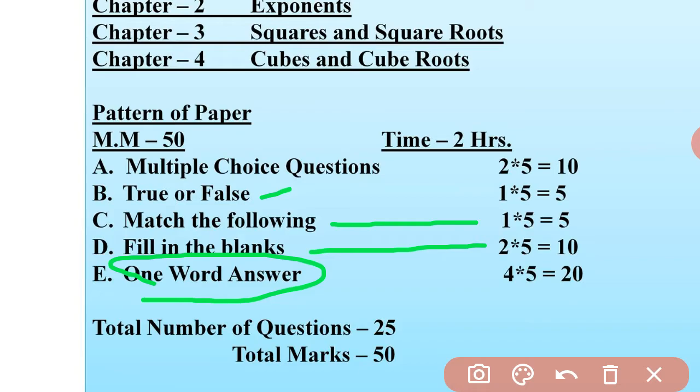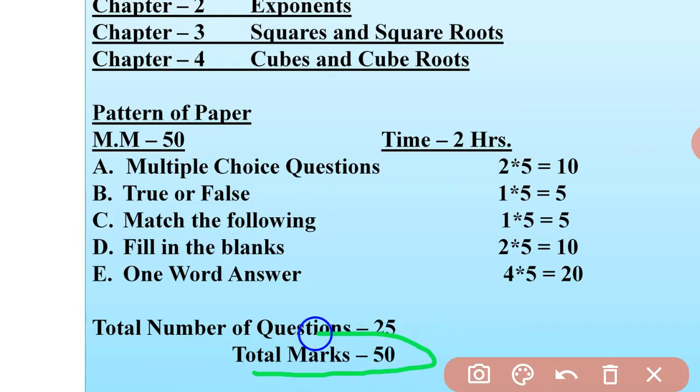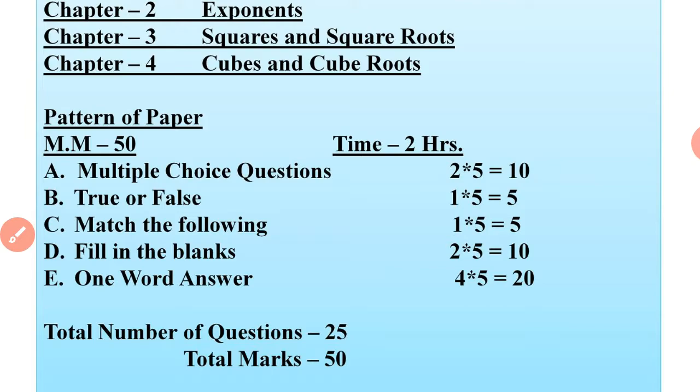First of all you have to solve the problem, and after solving the problem you have to write the correct answer in the space provided. This paper will be online, and the total number of questions will be 25, and the total marks will be 50. So in this way you have to attempt these questions. Previously also you attempted an assignment. Similarly, this paper is also an online paper.